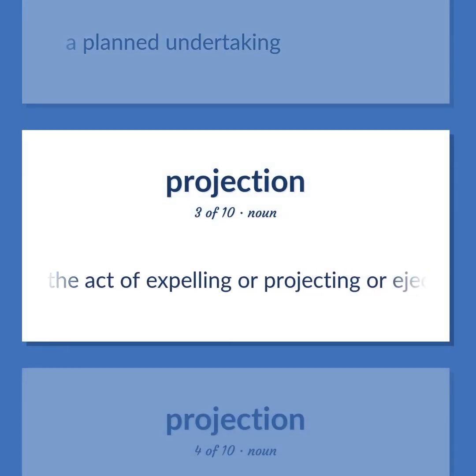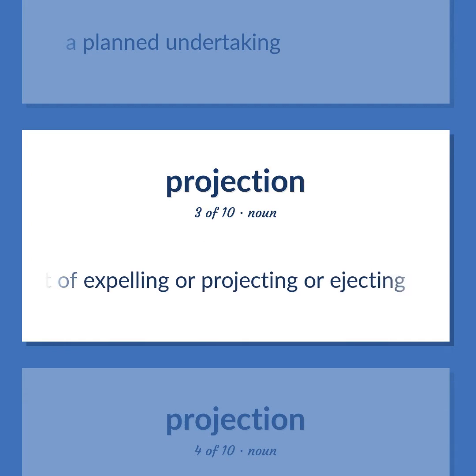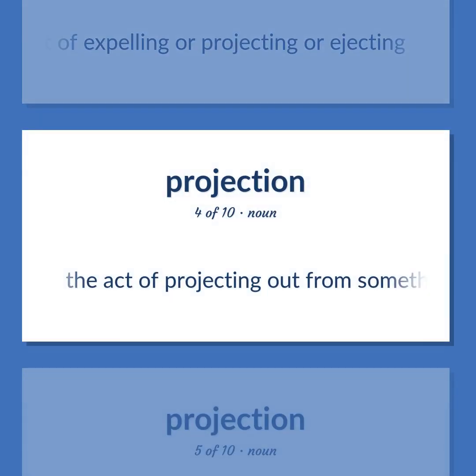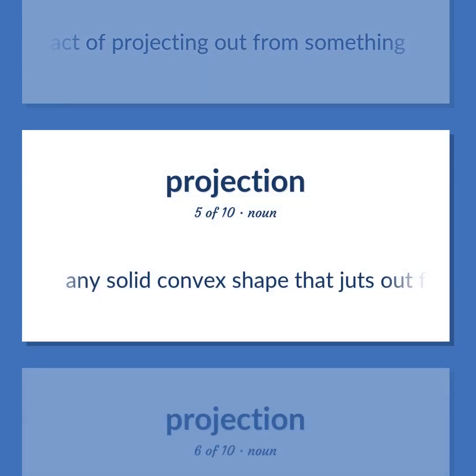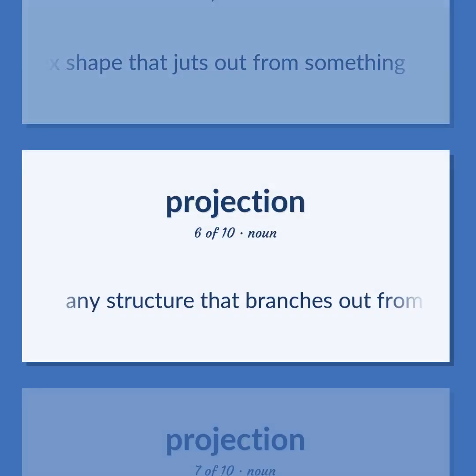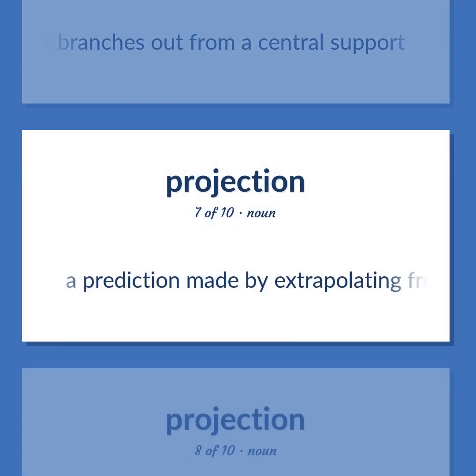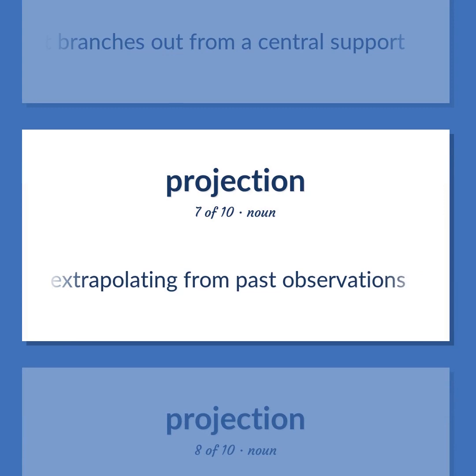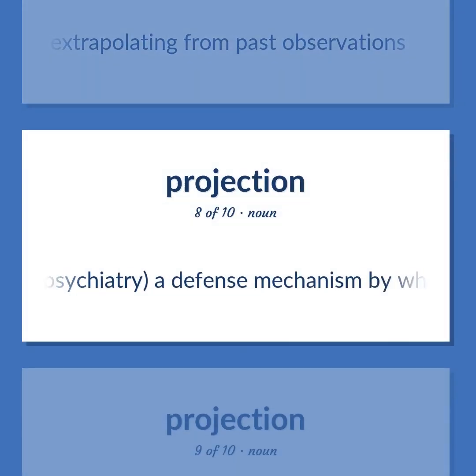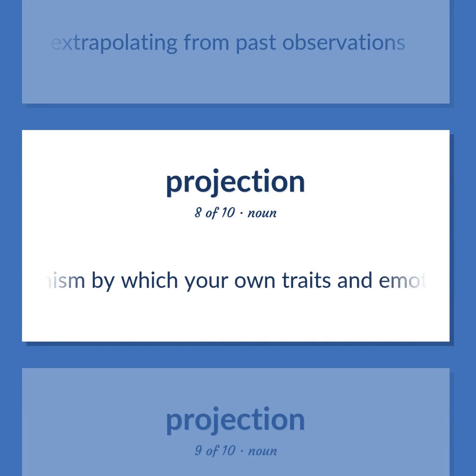The act of expelling or projecting or ejecting. The act of projecting out from something. Any solid convex shape that jets out from something. Any structure that branches out from a central support. A prediction made by extrapolating from past observations. Psychiatry. A defense mechanism by which your own traits and emotions are attributed to someone else.